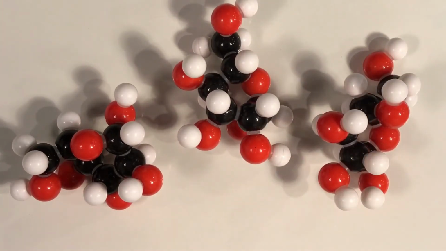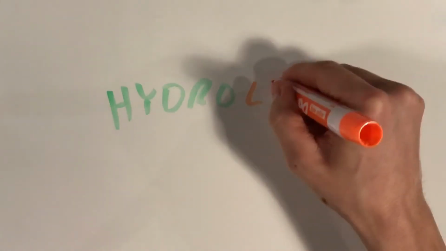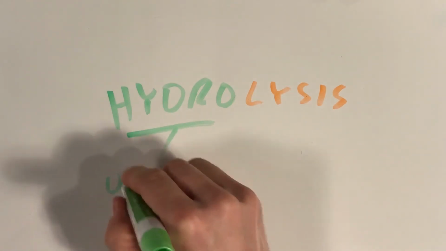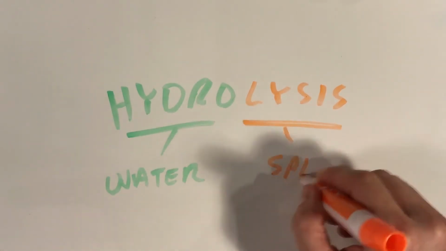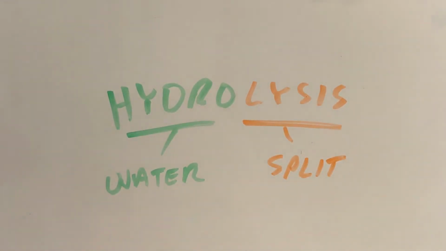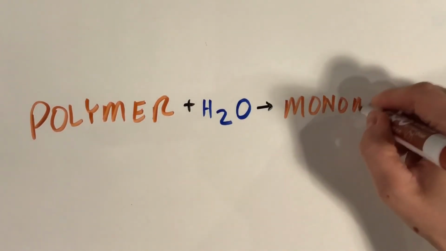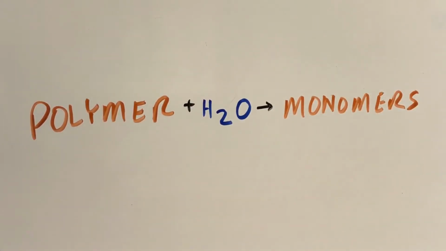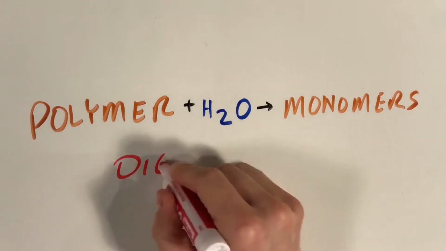Now, every atom in our monomers has the right number of bonds. Digestion is sometimes called hydrolysis, and that's because water is involved in splitting up the polymer. We can even write out digestion as a chemical reaction. We start with a polymer, and we add water to it. In the process, the polymer is split into monomers. So that's how we can write out digestion in the form of a reaction.